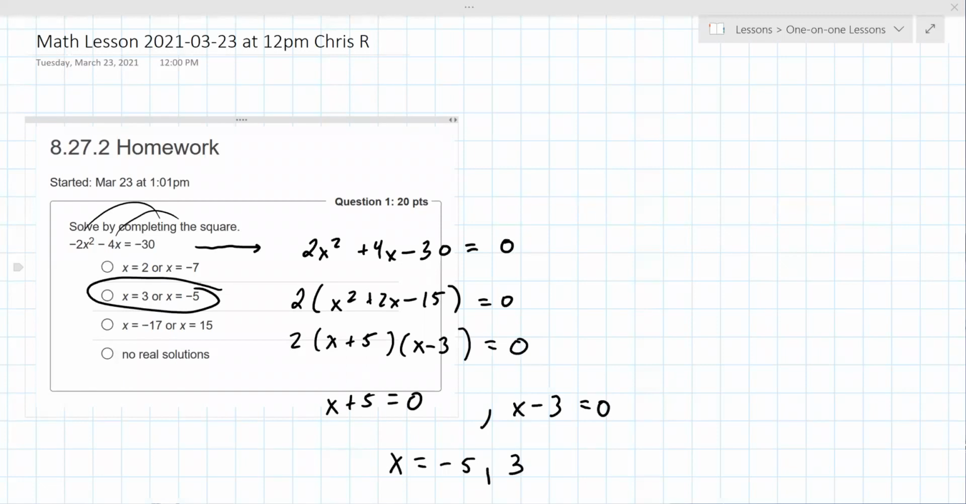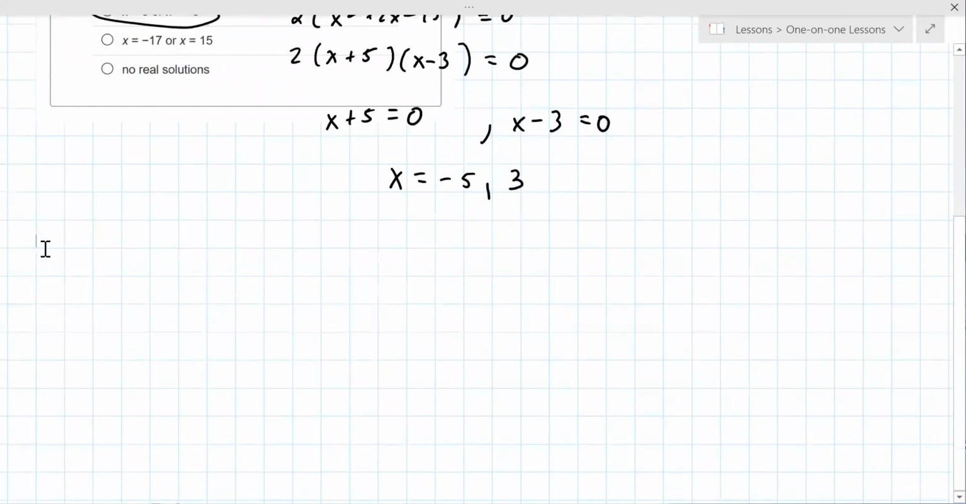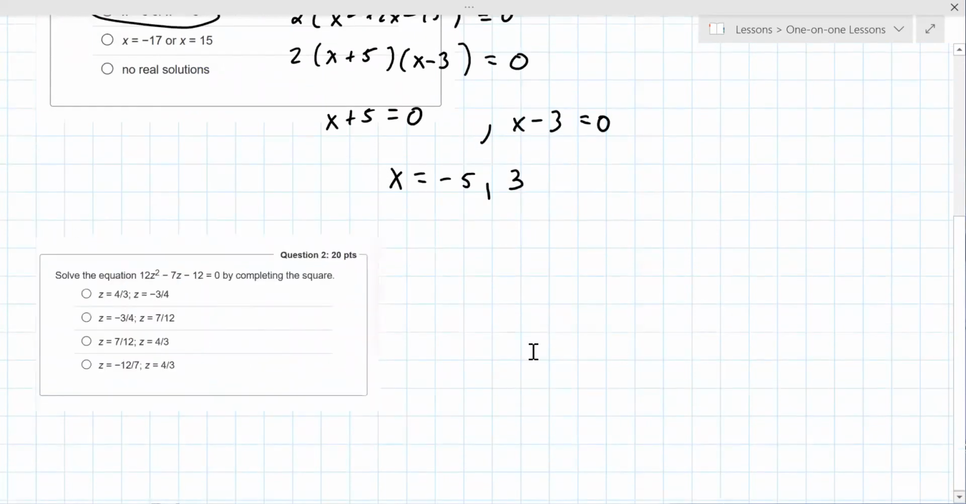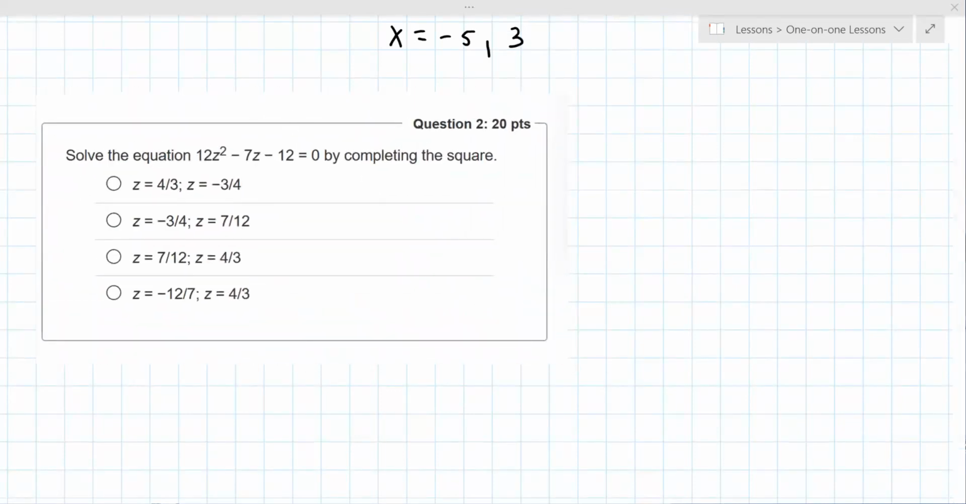This one's tough. They want you to do it by completing the square. This is a very advanced completing the square. I would never expect an Algebra 1 student to be able to do this advanced of a question. Did I get that right or wrong? You did, but you can get it right for a lot of reasons. You can get it right for guessing.